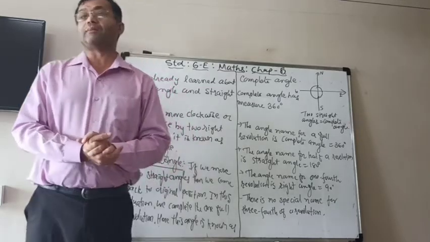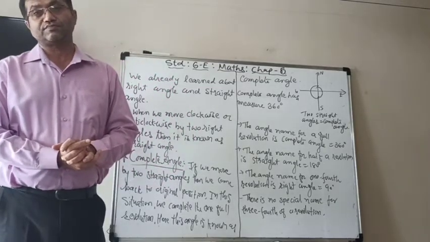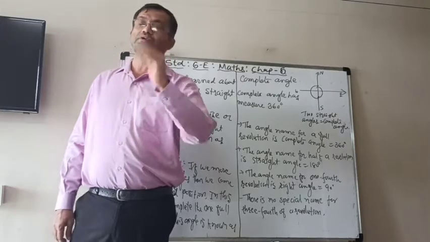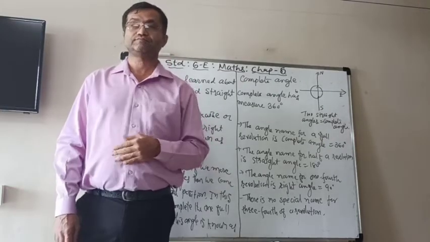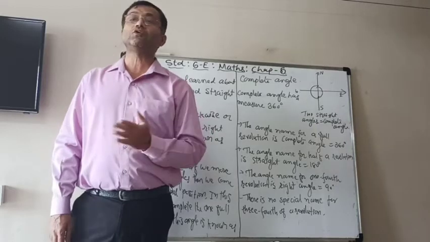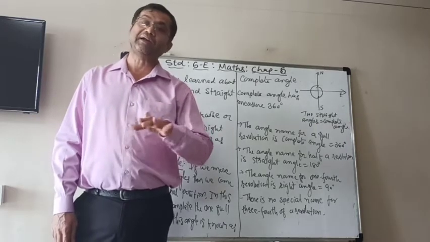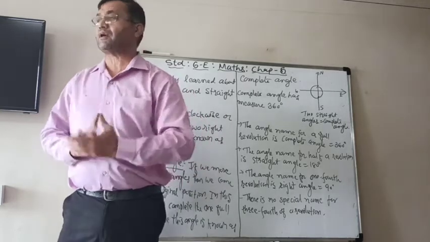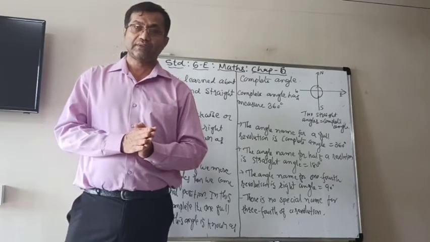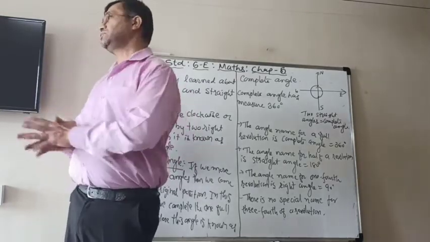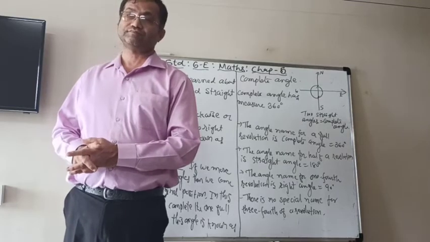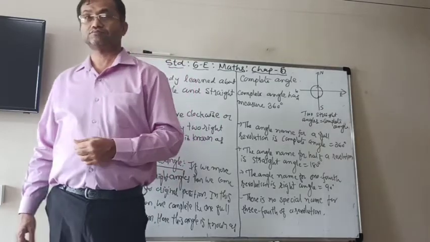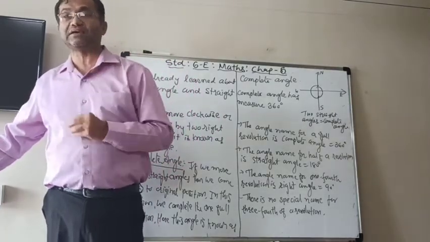In the chapter number 5, in the last session we learned about the right angle and straight angle, in which we saw that when you are facing towards north and you move clockwise, rather we take only one side, that is clockwise. If you move clockwise and face towards east, then it is said that you have moved by a right angle, because it makes a 90-degree angle.